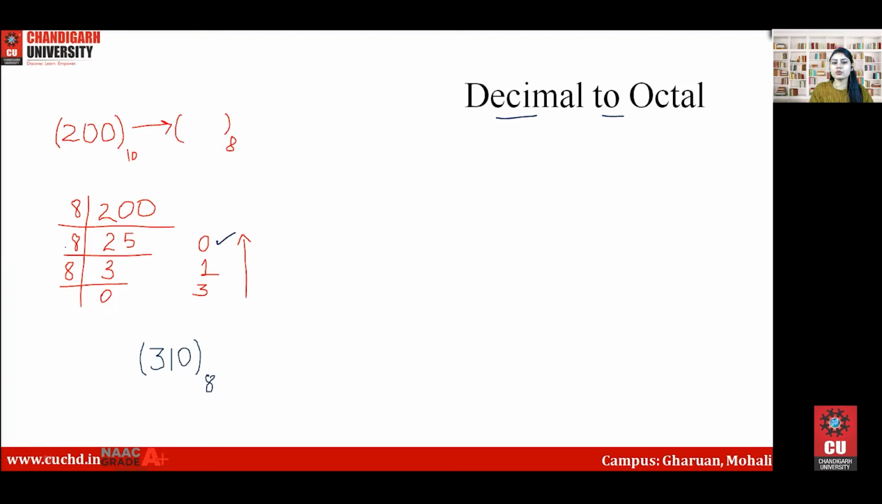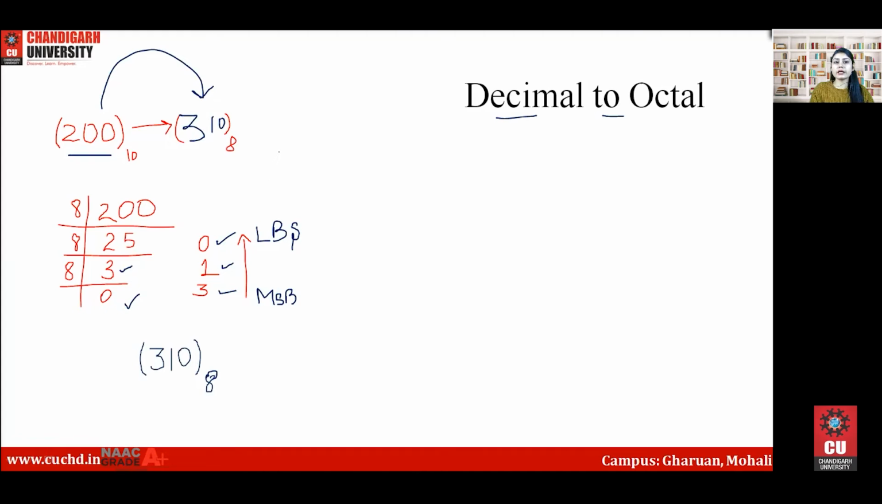Again, I divided 25 by 8, right? So 8 threes are 24. 1 was the remainder. I got 3, divided it by 8, the remainder gave me 3 and quotient 0, stopped here. Again, this is my MSB and the first digit was my LSB. Even if it is coming out to be 0, we have to mention it, right? So again, 310 base 8 is the conversion. If you have a number which is 200 in decimal, it would be represented as 310 in octal. So this is how you are going to convert it.